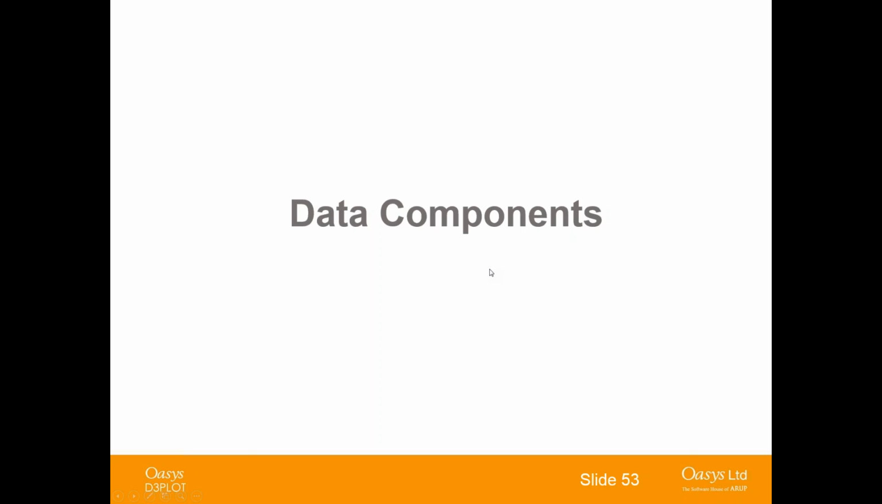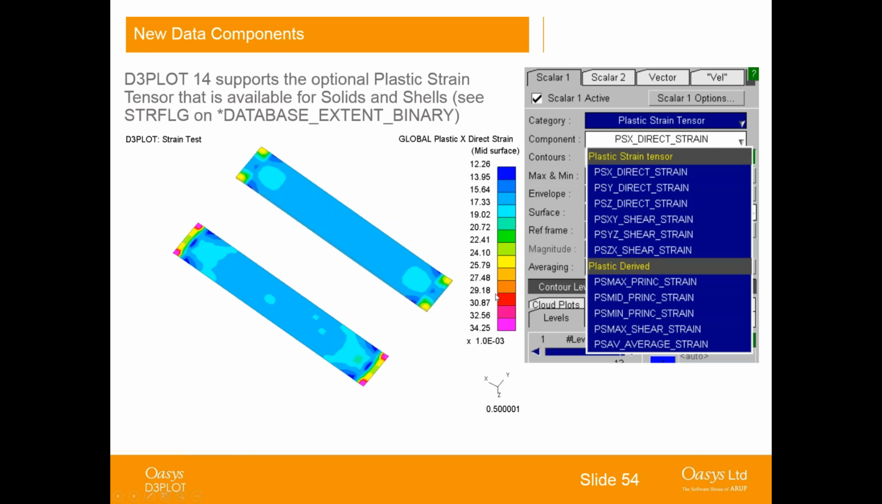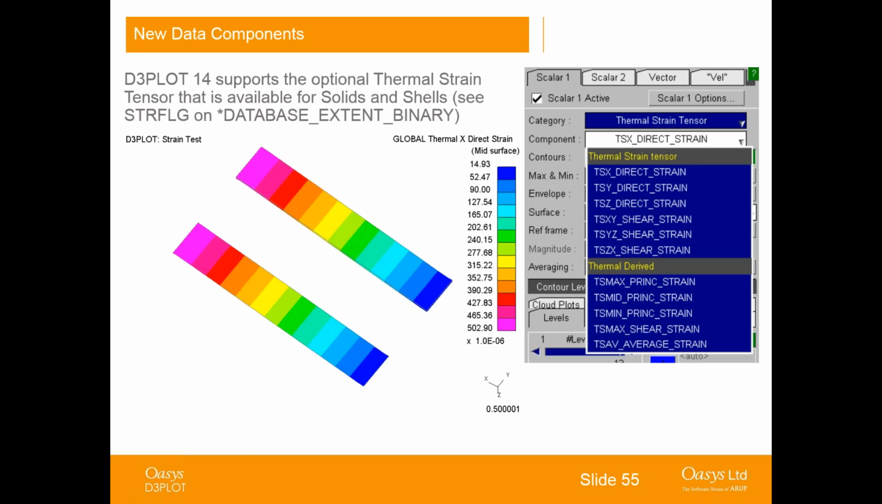We have some new data components that are supported by D3Plot14. One of those is the plastic strain tensor that is available for solids and shells. Another one is the thermal strain tensor, again available for solids and shells. We get that in the usual menu, so we can go into category and then select a component.